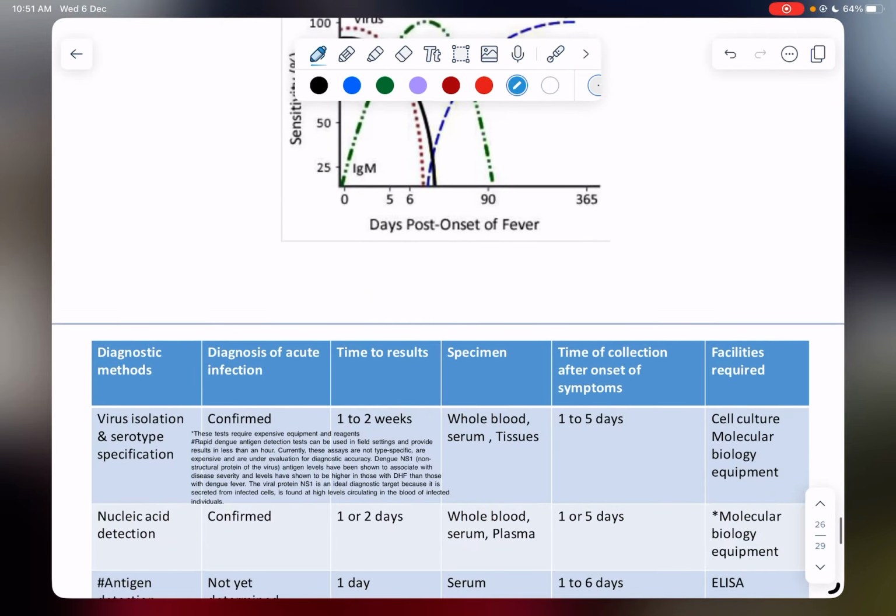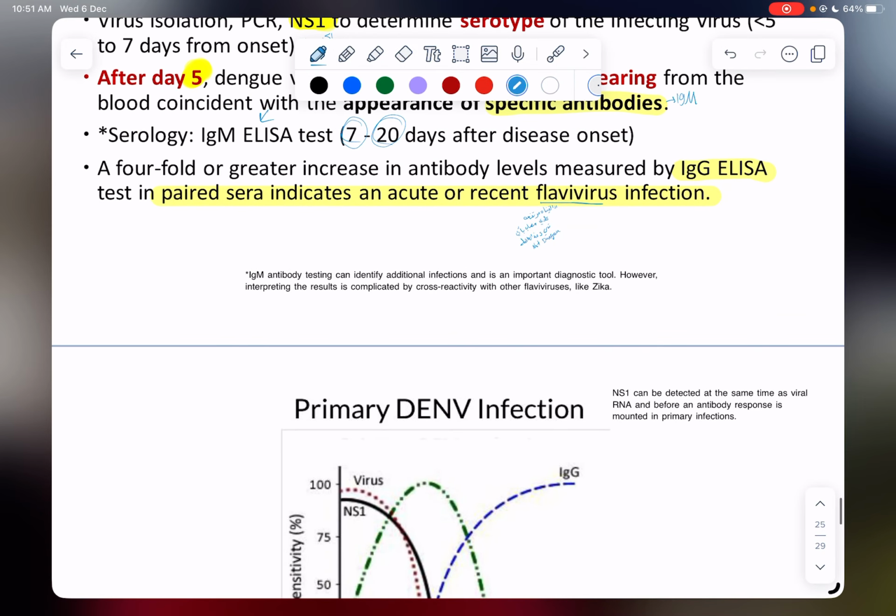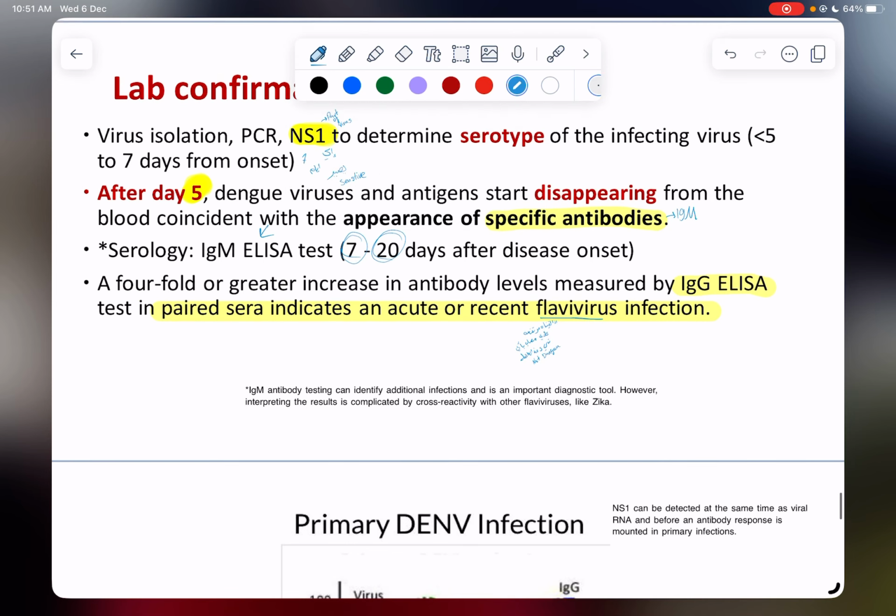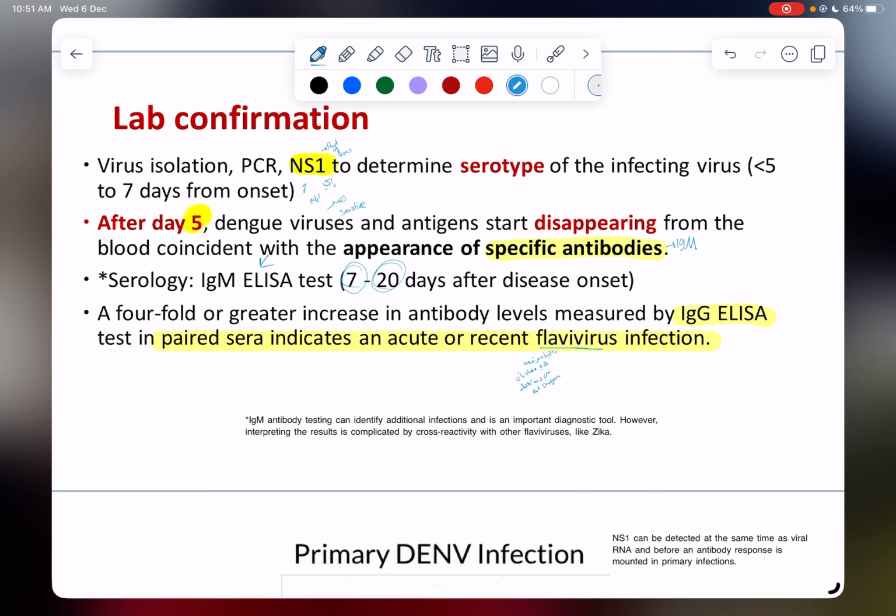But PCR and viral isolation are difficult to perform tests, complicated, and need expertise. NS1 protein testing is not much of a problem. You can do it by ELISA. You can find it very easily.